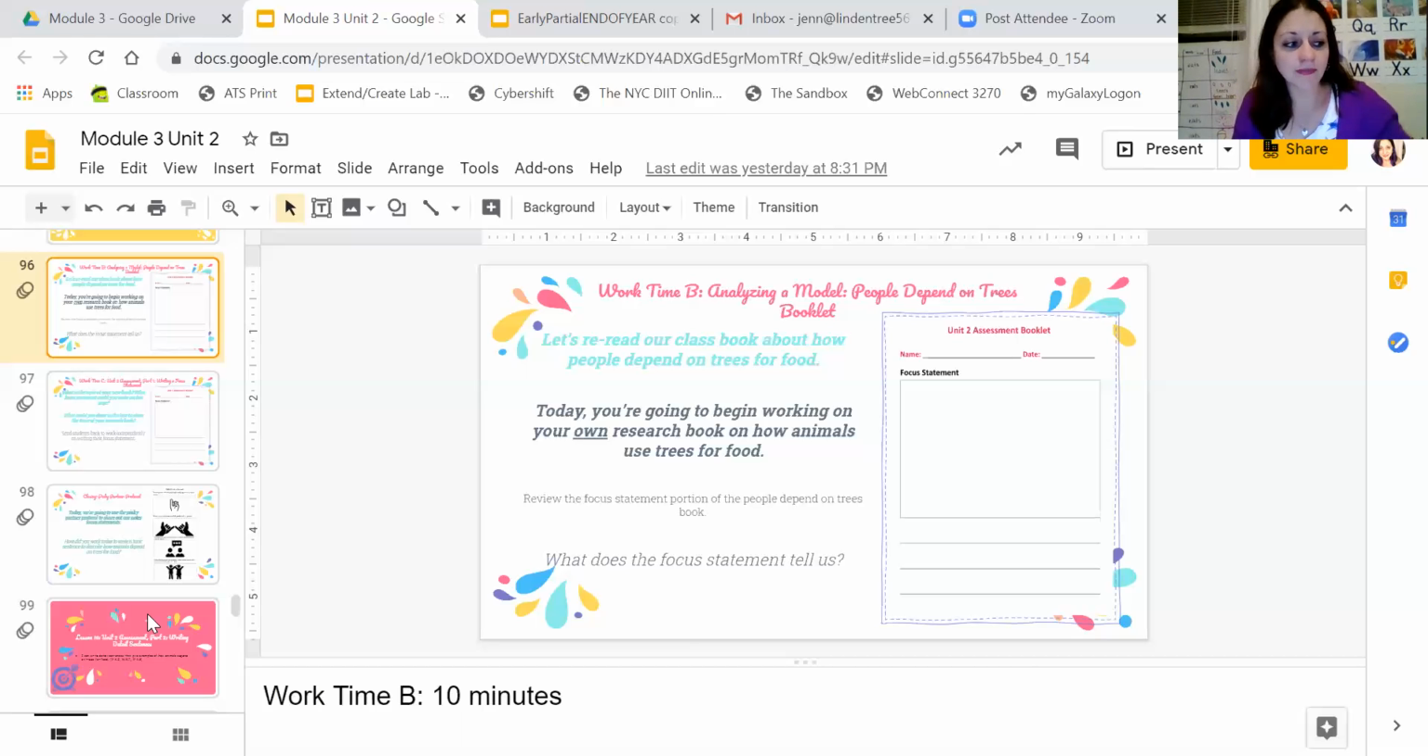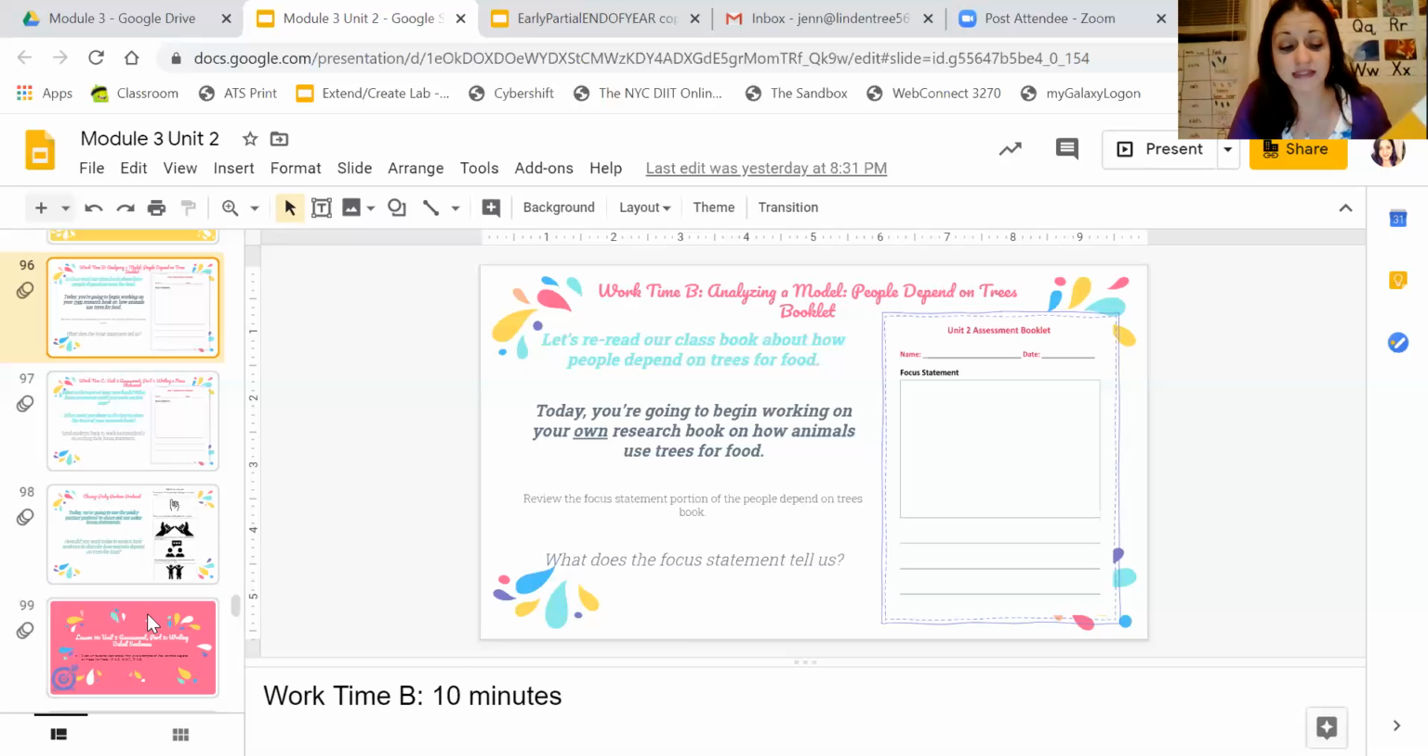Okay. So remember yesterday, Miss Ewan picked her 3 animals. Okay? And I'm going to show you. I picked the koala, and he eats the leaves. I picked the squirrel. He eats the nuts. And I picked the caterpillar. He eats the leaves. Okay? So that's my chart from yesterday.